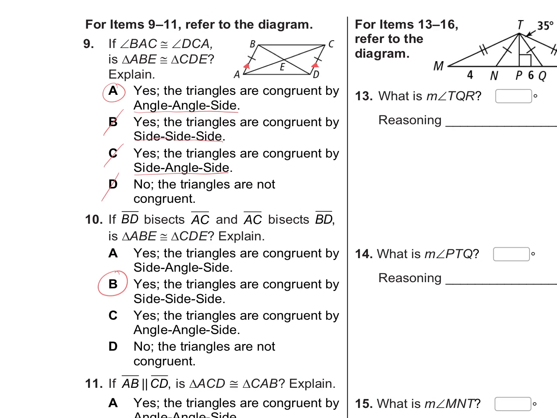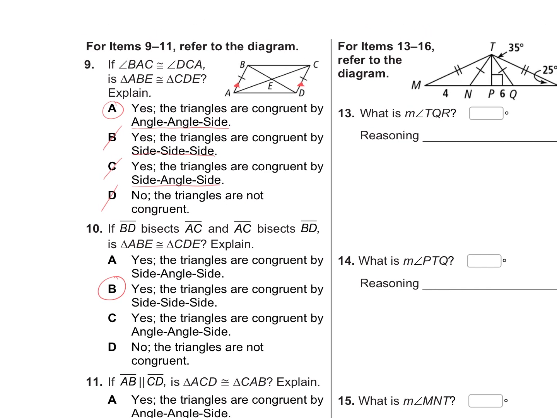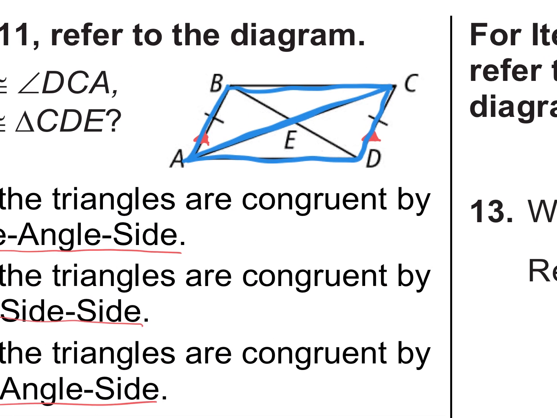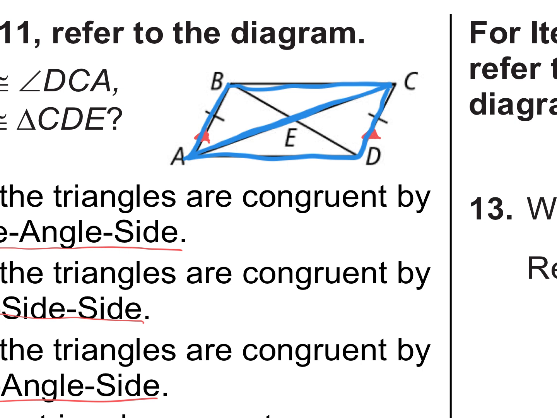It wants to know if ACD is congruent to, so we're talking about these two triangles, if ACD is congruent to CAB. What is something we can assume? The sides that are connected. What side is connected? AC. So we can assume AC is congruent to itself.